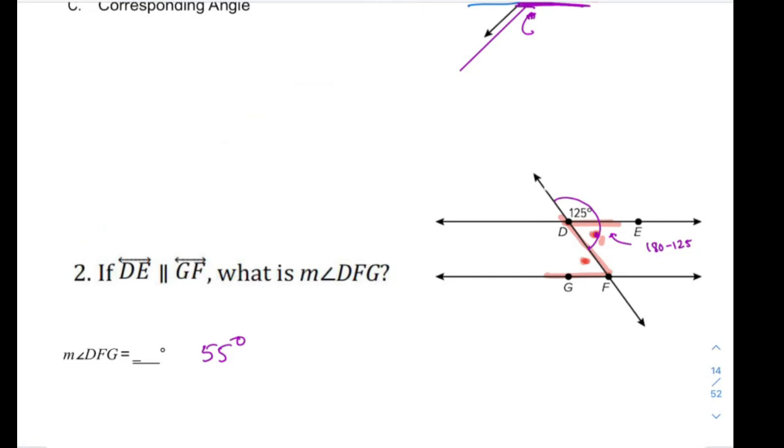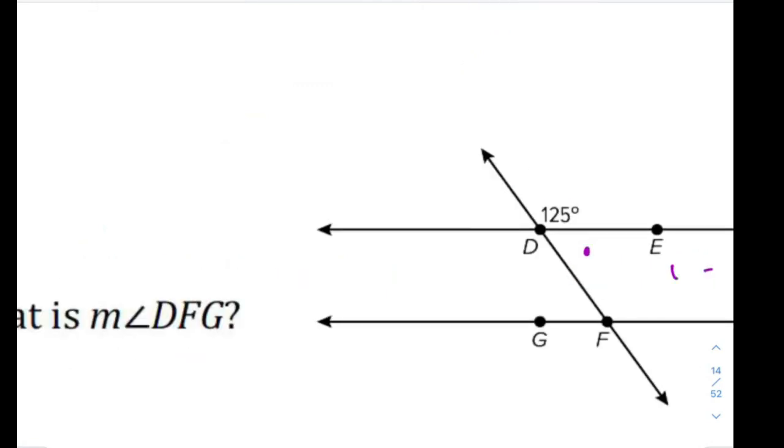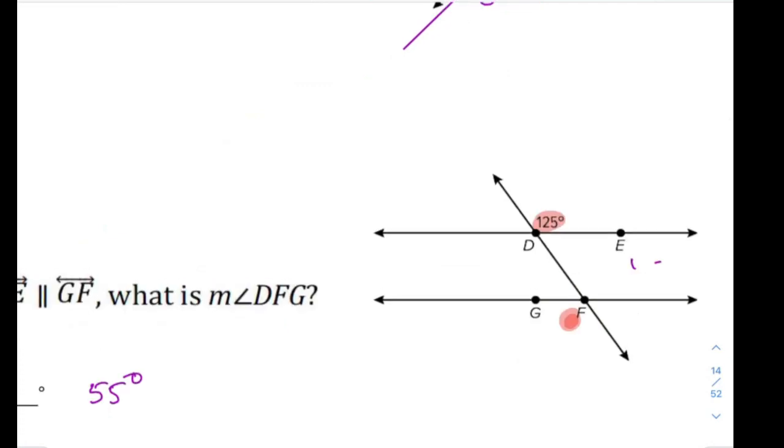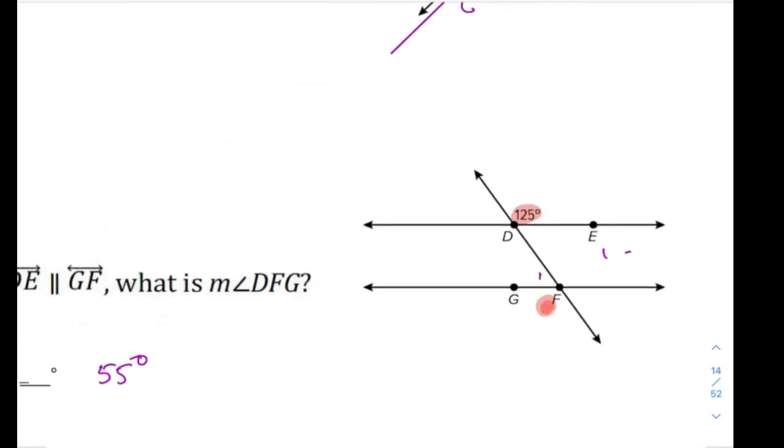Or another way also, you can say that this is 125, and this angle is alternate exterior angle with this angle, right? We are looking for which angle? We are looking for DFG, which is this one. That one is 125 because alternate exterior angles are congruent. So same thing here. This angle will form a linear pair with the other one. So it will be 180 minus 125, which is 55 degrees.